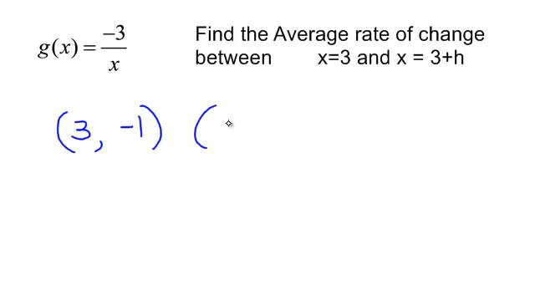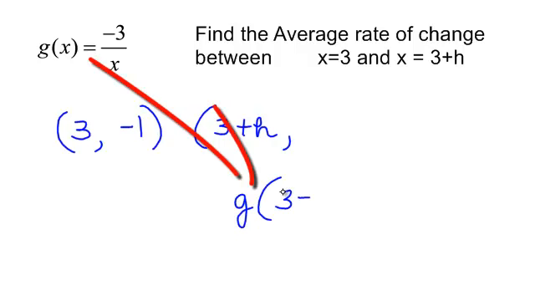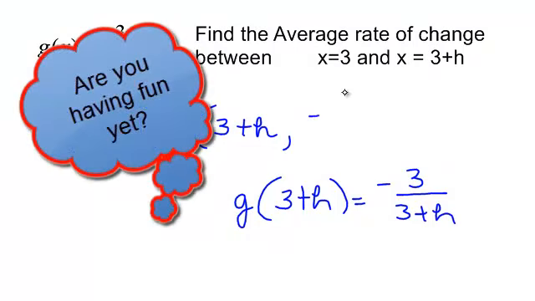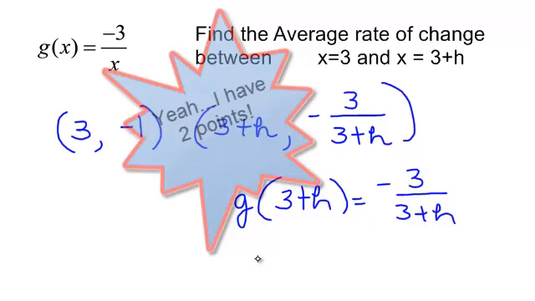The next point, my x, they want to be 3 plus h. It's not 3, it's not h, it is 3 plus h. So, g at 3 plus h is going to equal negative 3 over 3 plus h. That is my y. G at 3 plus h. That's just your y when you plug in 3 plus h for x. Is this fun or what? Those are my 2 points.